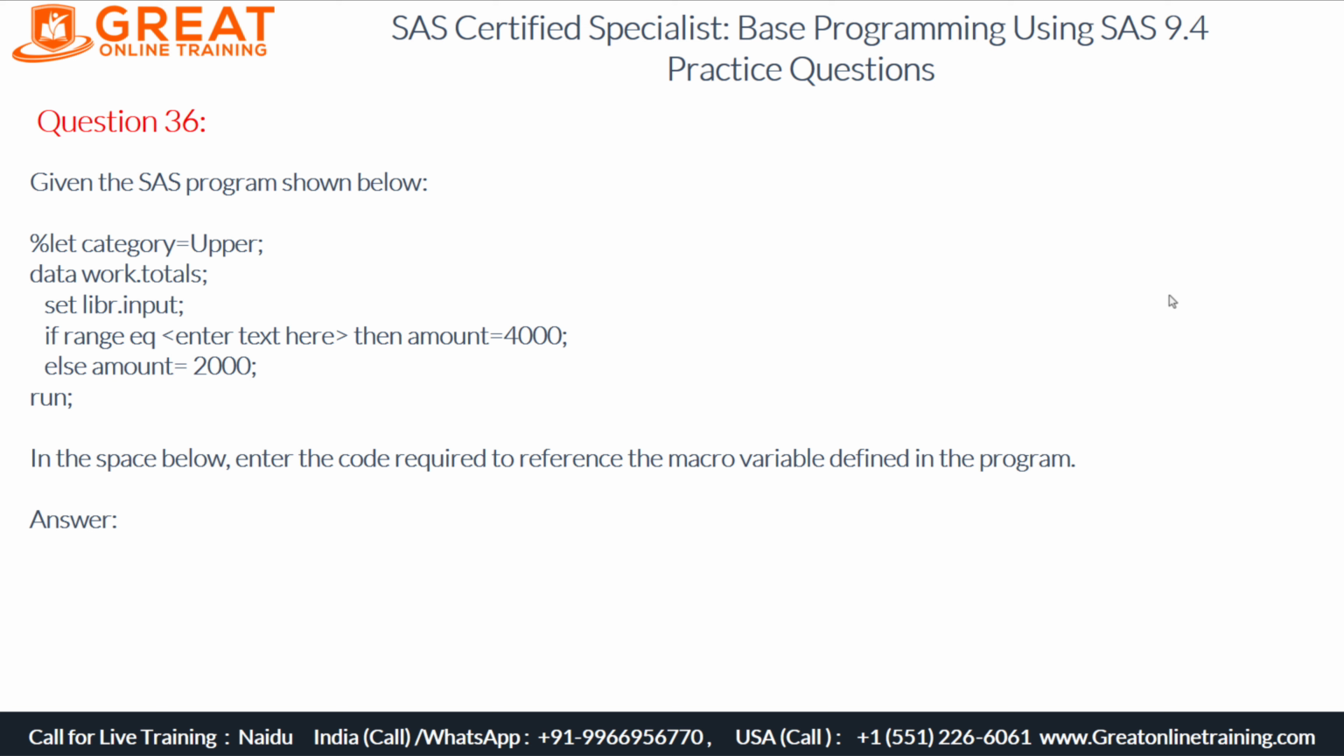So what is the question asking here? You can see %let category = upper is the macro variable. The %let statement is used to create a new macro variable for reference in the data step or in a proc step, but for this question we are representing it in the data step. So the new macro variable here is category, and it equals upper. Upper is the observation which is present in the range variable. I will explain you clearly with an example.